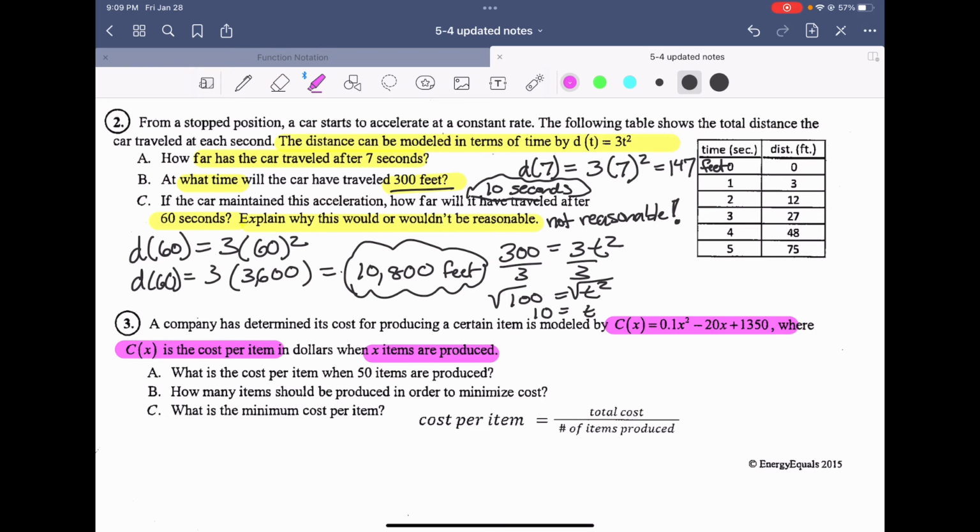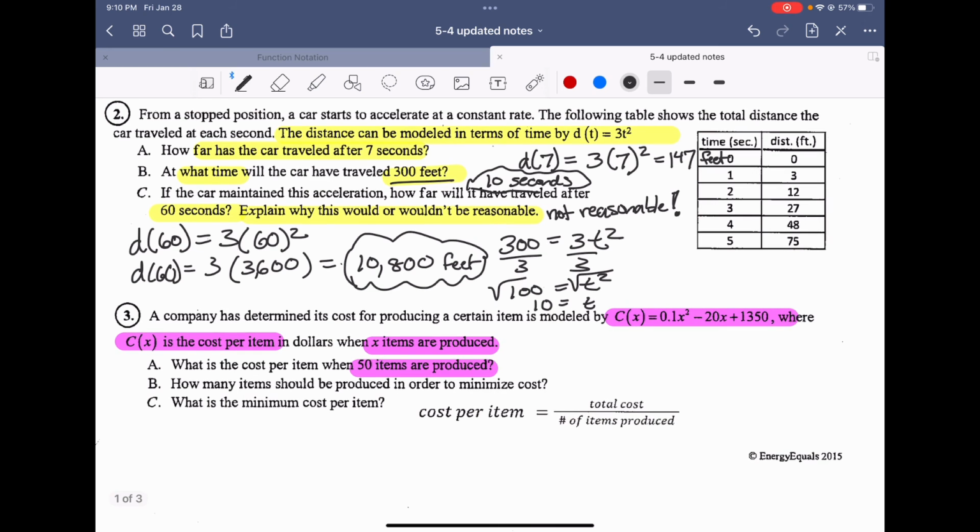All right. So first question, what is the cost per item when 50 items are produced? So they're telling us a number. They're telling us an X value. When 50 items are produced, that is an X value. So they're saying, what is C of 50? What is the C of X when X is 50? So all we have to do is plug that 50 into our equation. And again, you can do this on the calculator, not even graphing, just plugging it into your regular calculator.